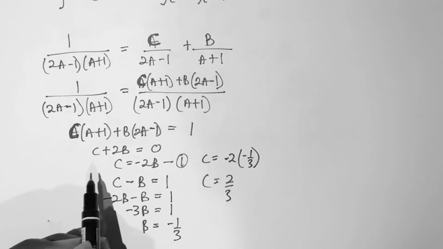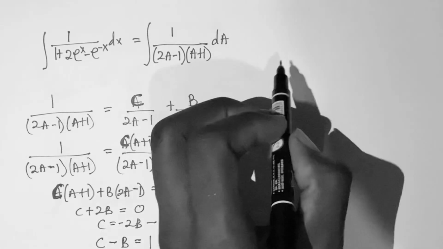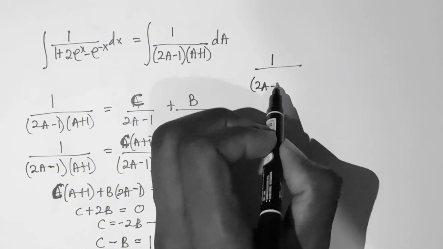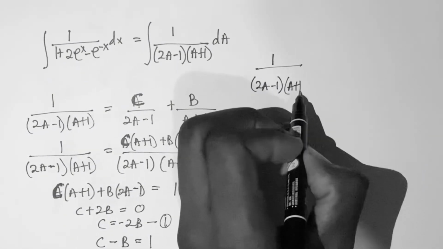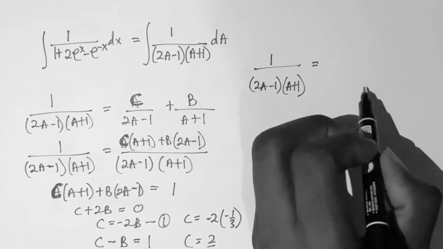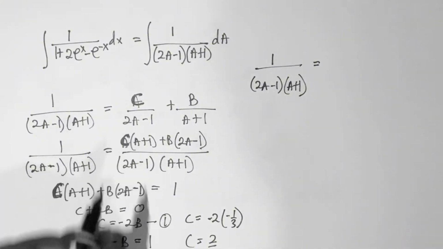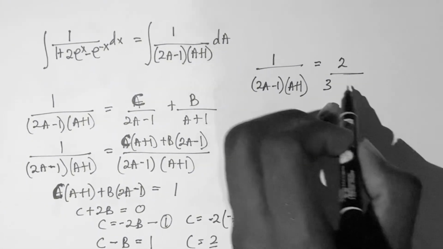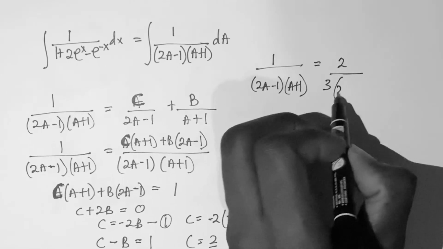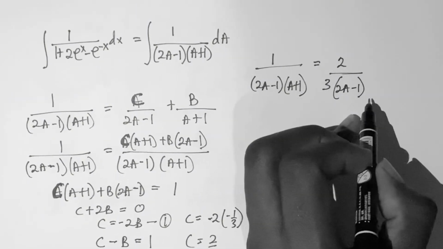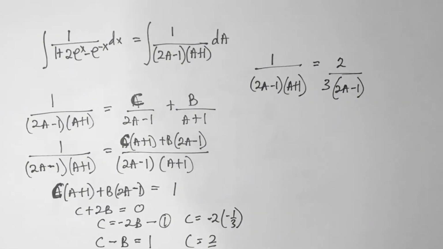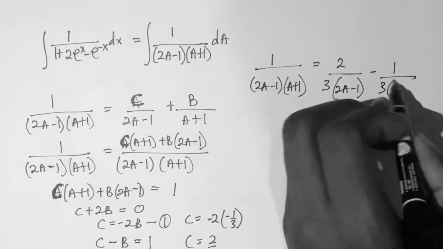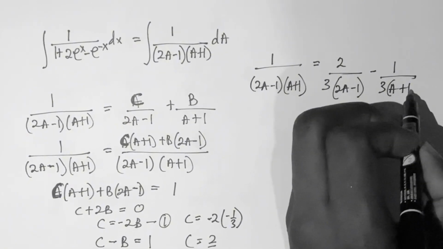So in terms of partial fractions, this function, which is 1 divided by (2a minus 1) times (a plus 1), is equal to c, the constant c, and c in this case is 2 over 3. So 2 divided by 3 times (2a minus 1). And then apart from this, plus b. b is minus 1 over 3. So minus 1 divided by 3 times (a plus 1).